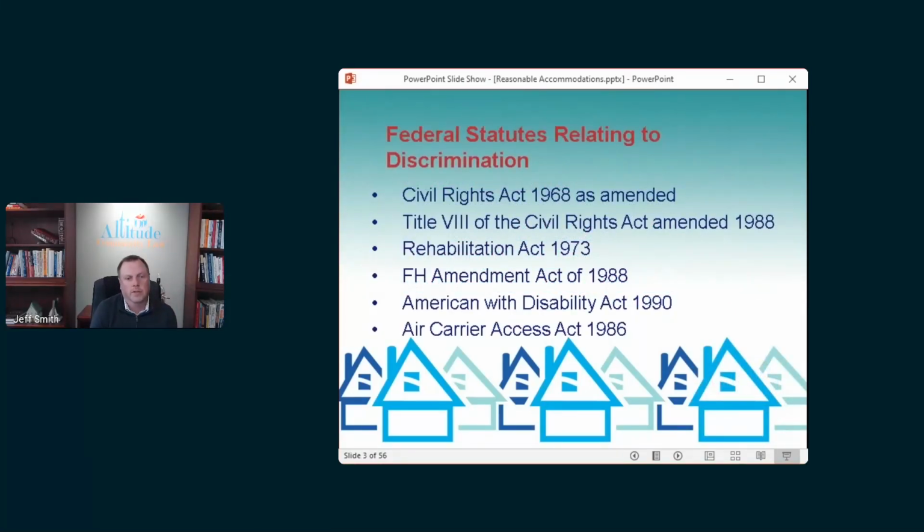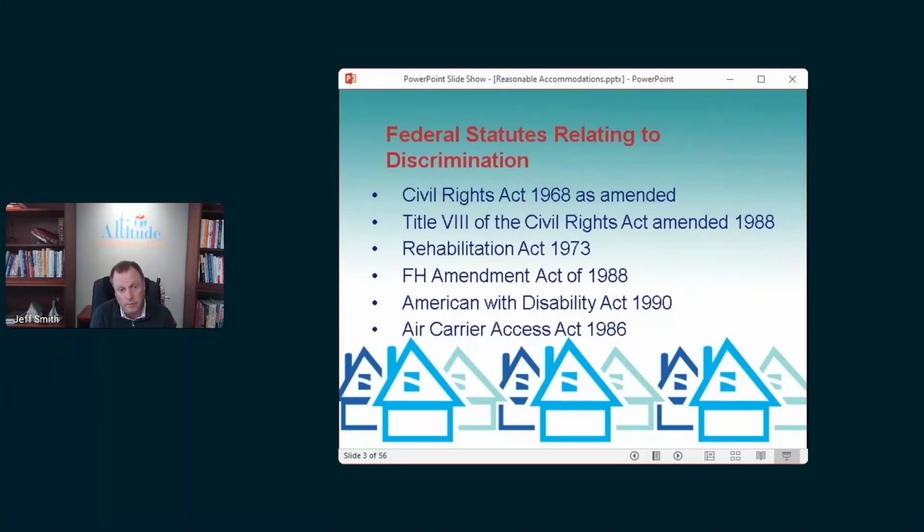All right, so there are several statutes that can relate to discrimination. And so when we're talking about reasonable accommodations, reasonable modifications, we're talking about the Fair Housing Act mostly. Typically, we're talking about an individual who has a disability and they are needing some type of accommodation or modification to be able to use the property in the same way that an able-bodied individual would be able to use it.